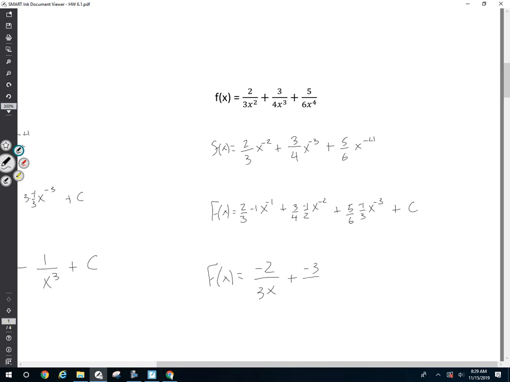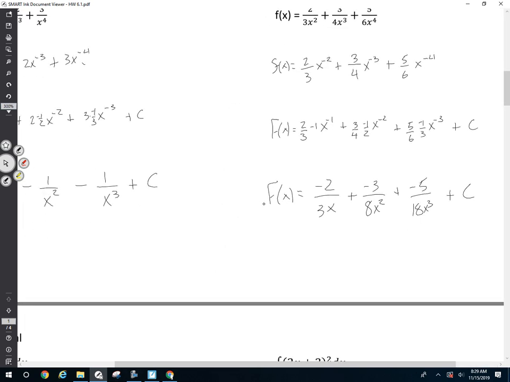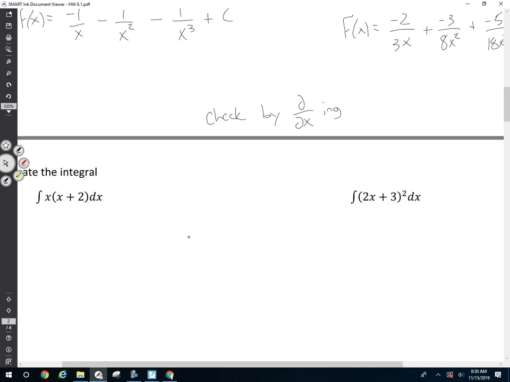I feel like sometimes students do minuses more than I do, which pushes me to do minuses, but I like plus negatives. I think they will prevent mistakes. It's negative 5 over 18 x cubed, and we don't forget our plus c. So if I took the derivative of this, I would get this. And you can always check by taking derivatives, especially for your quiz. Check by ddxing, taking the derivative.